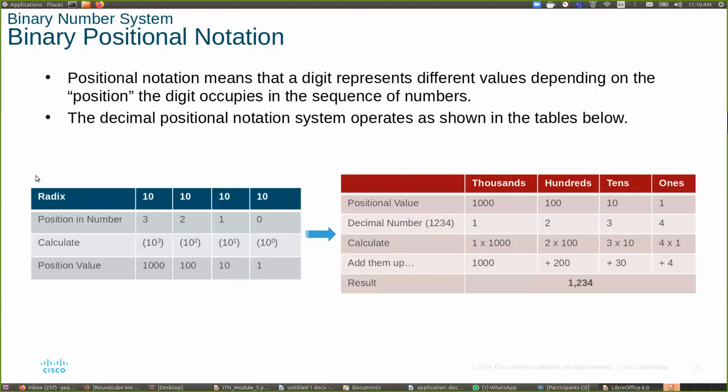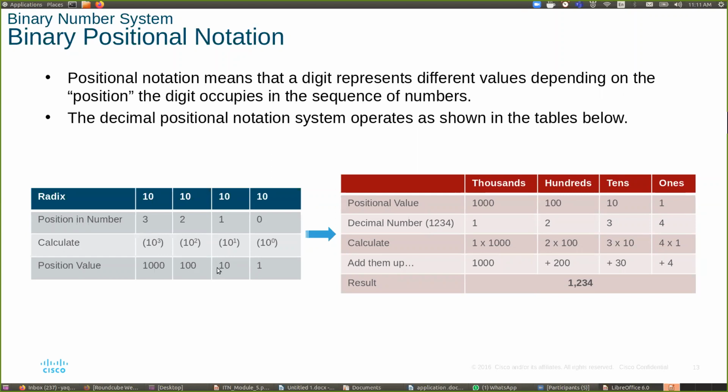Look at this first box here. We have the radix, which is base 10. These are the positions 0, 1, 2, 3. In maths, we have been told that any number raised to the power 0 is 1. So 10 raised to the power 0 is 1, 10 raised to the power 1 is 10, 10 raised to the power 2 is 100, and 10 raised to the power 3 is 1000.